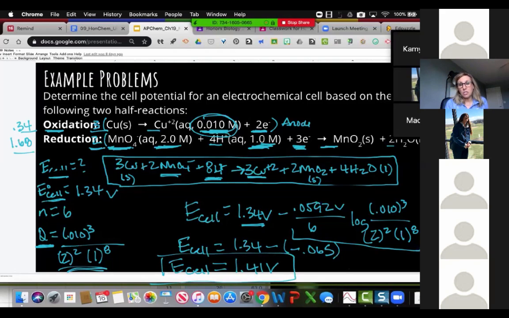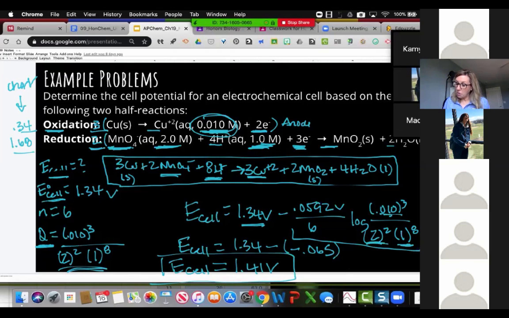Okay, any questions on that? That was a lot. There's a lot going on in that problem, but any questions on any of that stuff that you didn't follow? Okay, so the 0.34 and the 1.68, that came from the chart in our notes. Yes. Where did the 0.010, the 2, and the 1 come from? Okay, these numbers here.